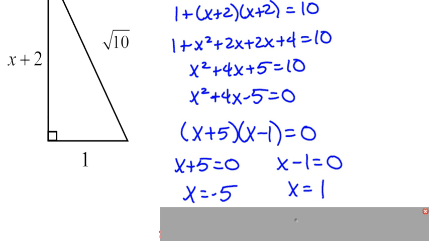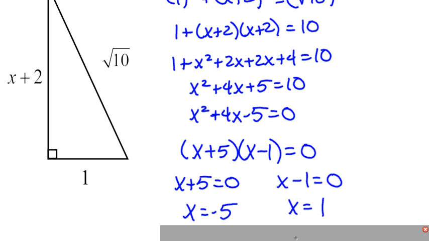Well, again, you want to take a look at your triangle and say which fits the side lengths. If I substitute negative 5 into our length of the leg here, we'll have negative 5 plus 2, which gives me negative 3. I can't have a negative side length, therefore I cannot use x equals negative 5. I'll try the 1. 1 plus 2 is 3. I can have a side length of 3.